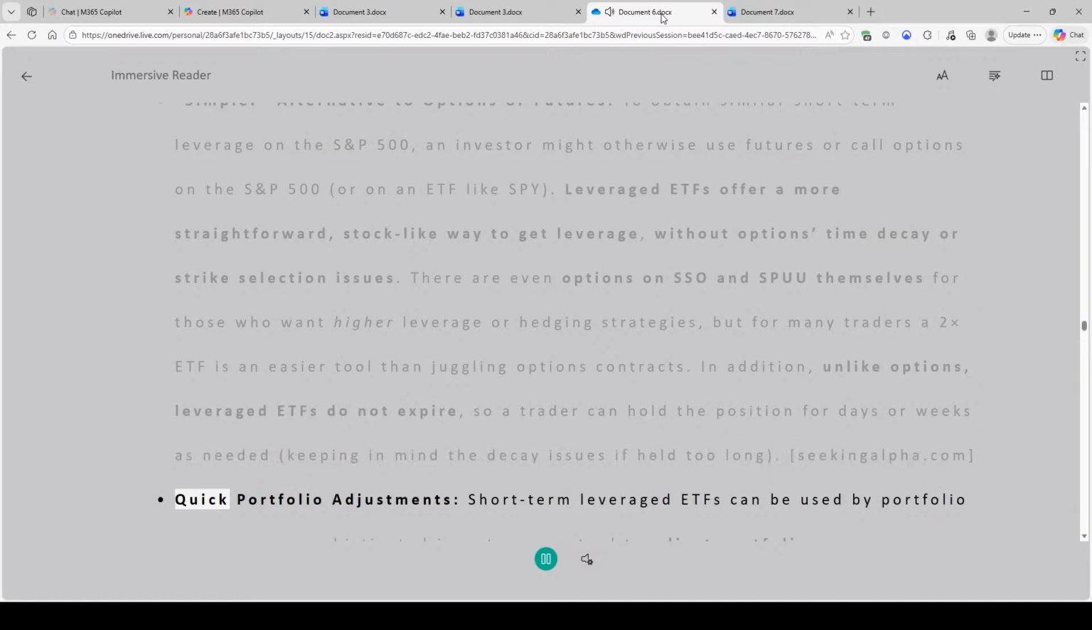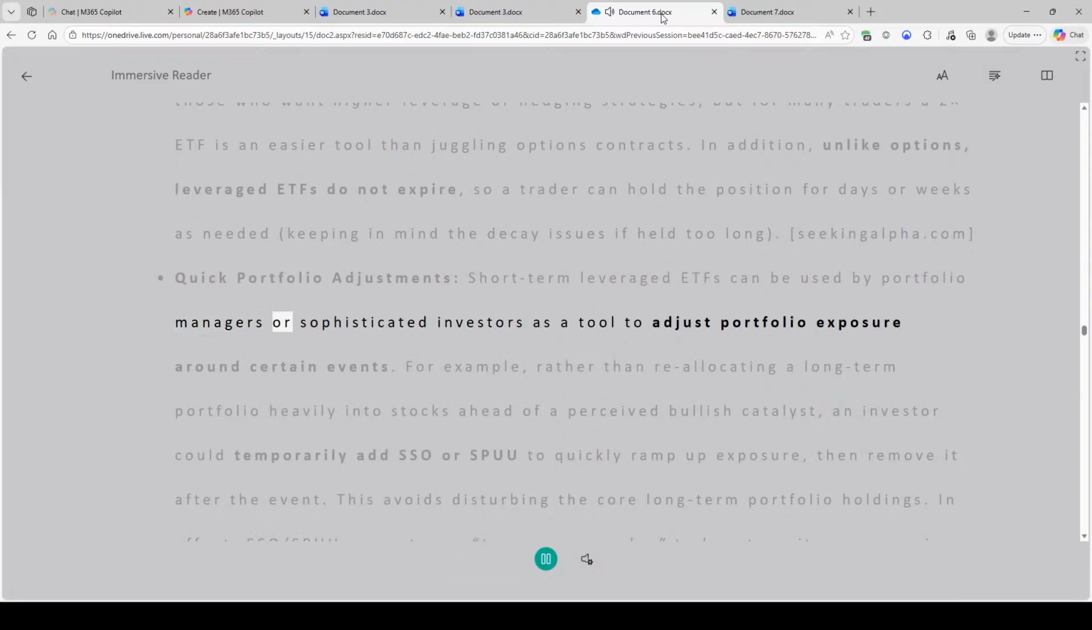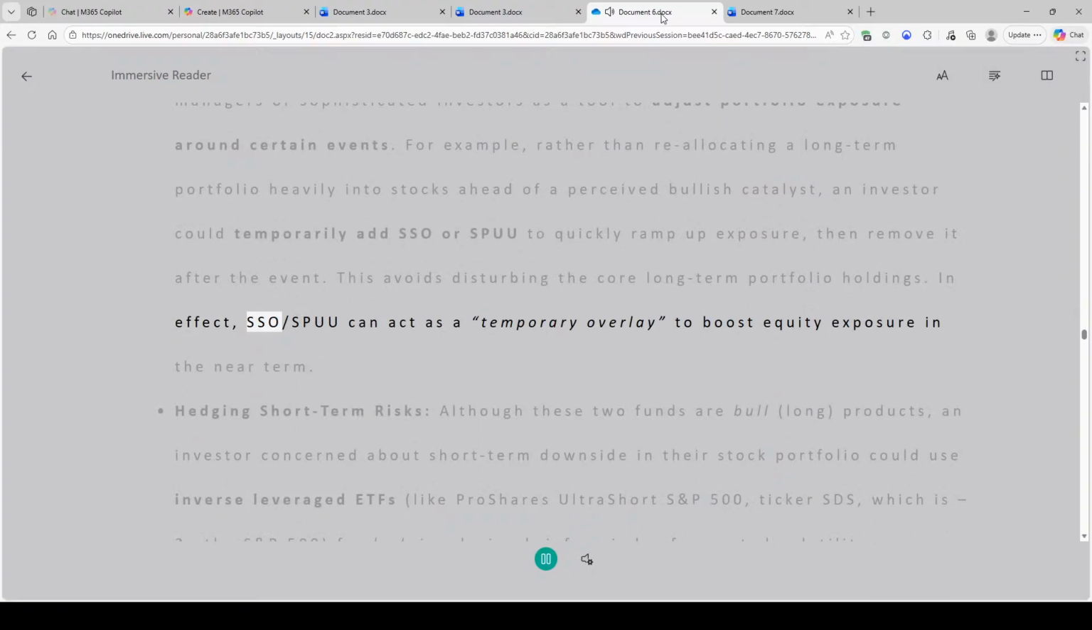Quick portfolio adjustments. Short-term leveraged ETFs can be used by portfolio managers or sophisticated investors as a tool to adjust portfolio exposure around certain events. For example, rather than reallocating a long-term portfolio heavily into stocks ahead of a perceived bullish catalyst, an investor could temporarily add SSO or SPUU to quickly ramp up exposure, then remove it after the event. This avoids disturbing the core long-term portfolio holdings. In effect, SSO/SPUU can act as a temporary overlay to boost equity exposure in the near term.